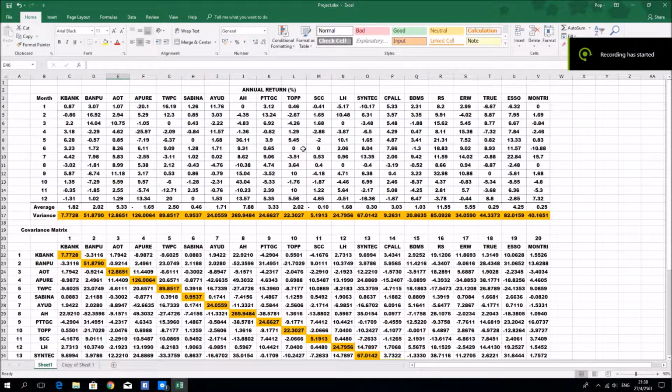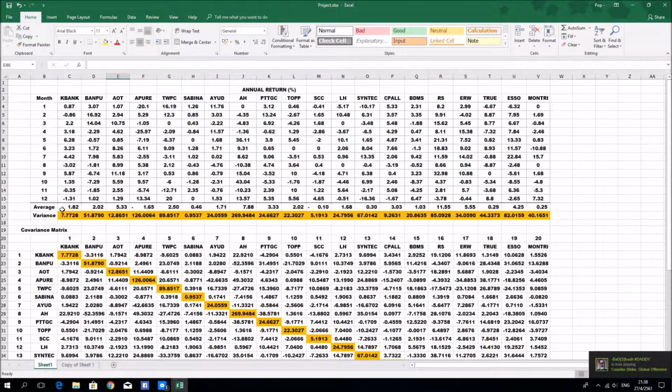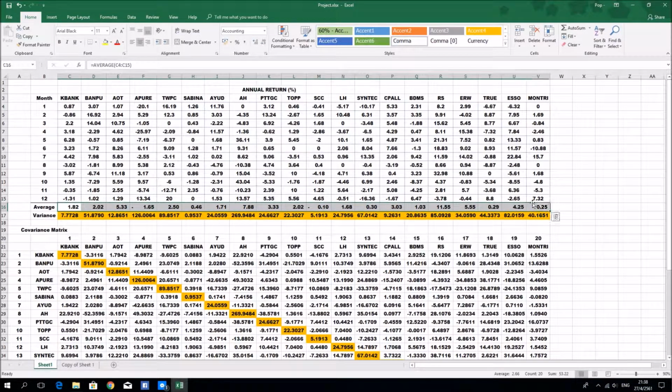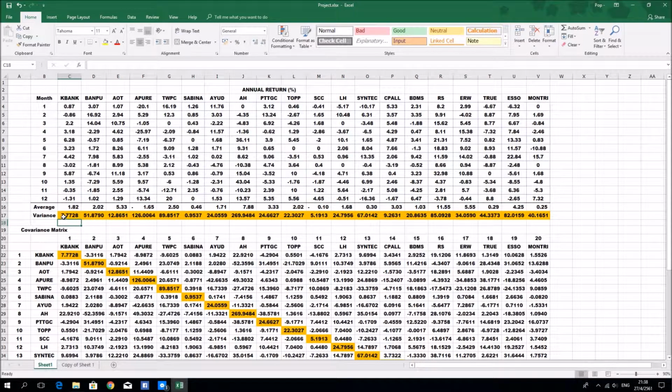Here is the Excel we use to find the solution to our problem. The top table here is the annual return table of the stocks that we chose, and below the table is the average return for each stock for the past year, which we can find by using the average formula, and also the variance, and here's the variance formula right here.